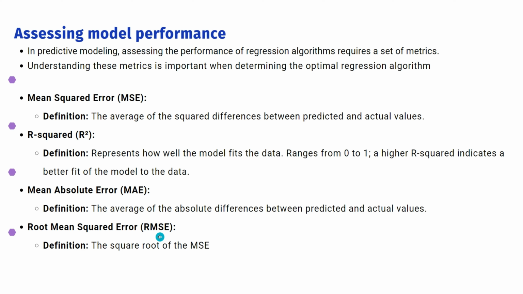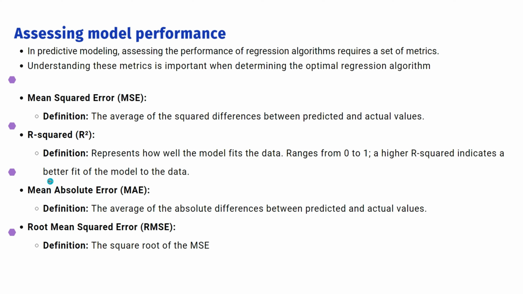Also, when we are assessing our models, as I said, we are going to be using different types of evaluation metrics. One of them will be the mean squared error. When we use the mean squared error, we are just trying to calculate the average of the squared difference between the predicted values and the actual values. The predicted values will come from our machine learning algorithms, while the actual values will be the actual values from our data.